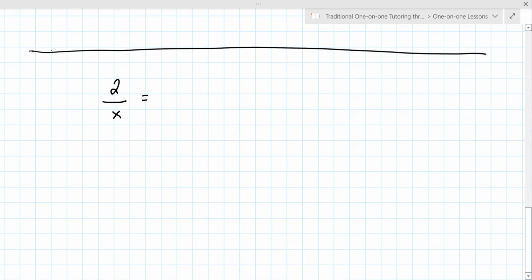So sometimes, Sourish, the variable goes on the bottom. 2 over x equals 16. On the right-hand side of this equation, how do we write 16 as a fraction? Generally, as a fraction, you should divide, right? But can every number be written as a fraction? All numbers can be written as a fraction, because you can take this 16 and turn it into 16 over 1.